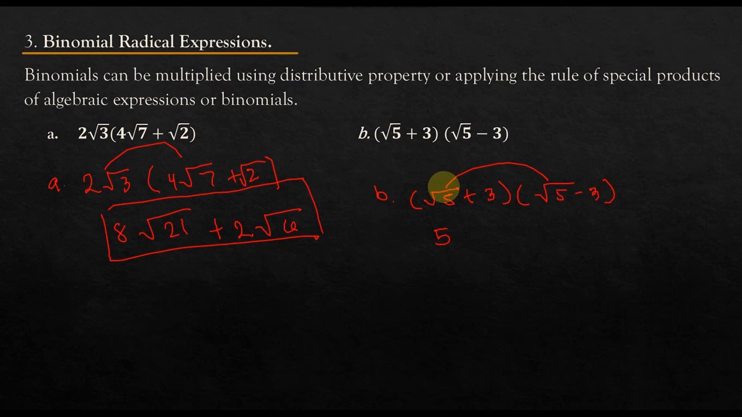Next, square root of 5 times negative 3. Of course, this is a whole number, so this will just be the coefficient of our term here, which will give us negative 3 square root of 5. Then for the inside, 3 times square root of 5, so plus 3 square root of 5. Then for the last term, positive 3 times negative 3 will give you negative 9. So here, as you can see, we have similar radicals. So negative 3 plus 3 will give you 0. So you can just remove these radicals. This will be cancelled out, which will give us 5 minus 9 or negative 4.